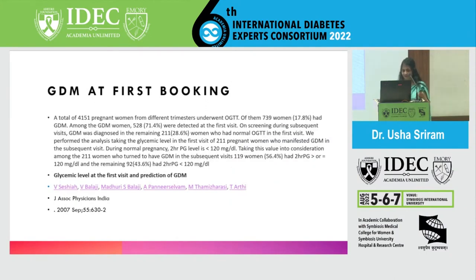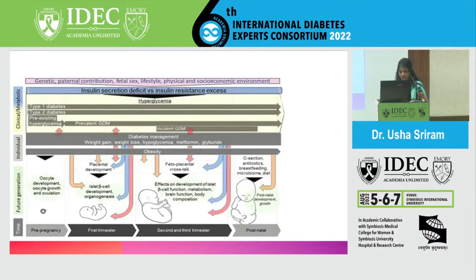And this big study from the south of India, published by Dr. Seshaya, showed that among the GDM women, 71% were actually detected at the first visit. So what it really means is a large number of women are walking into the pregnancy these days with pre-diabetes or diabetes or metabolic syndrome or some degree of glucose intolerance.